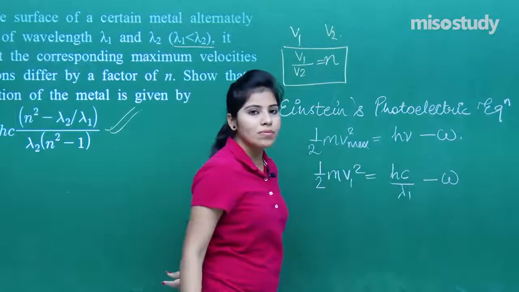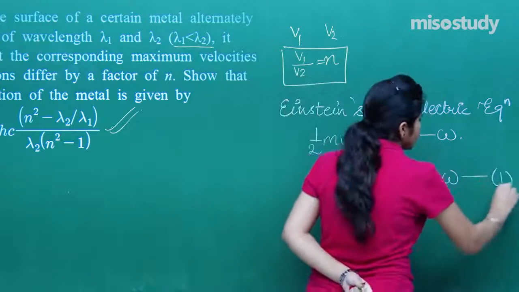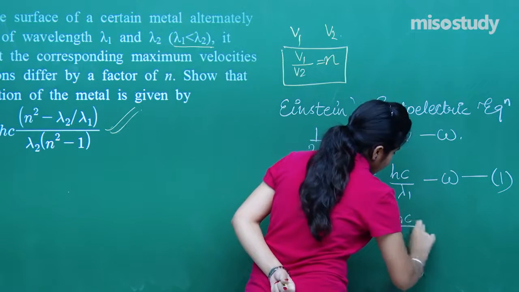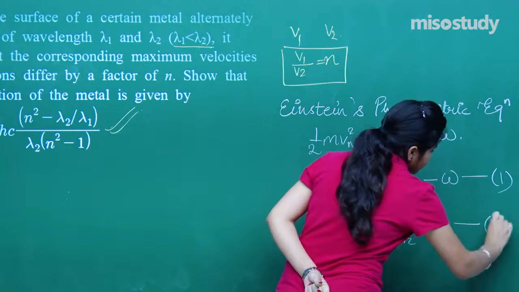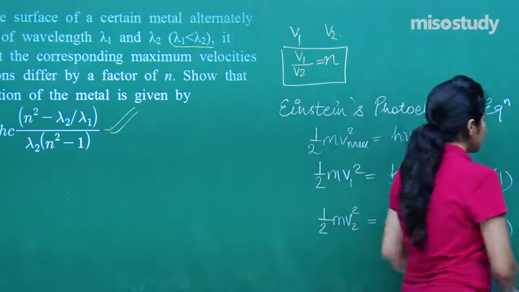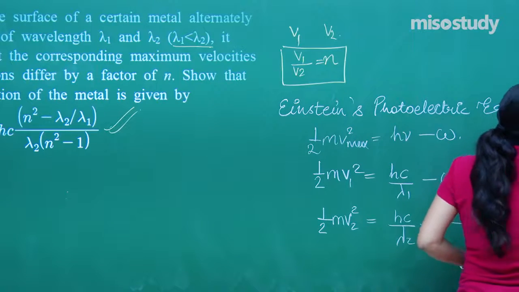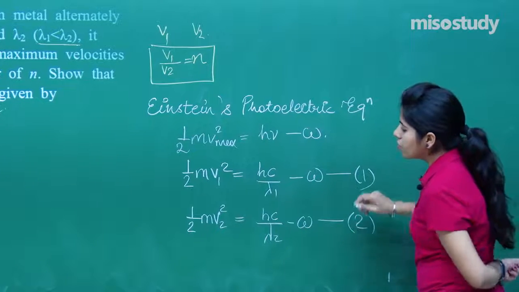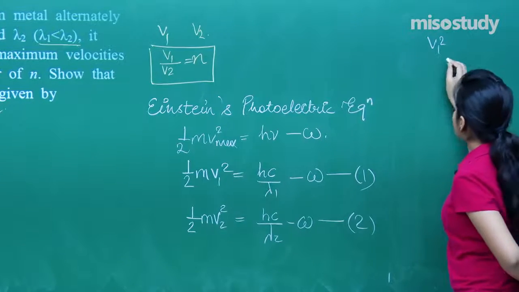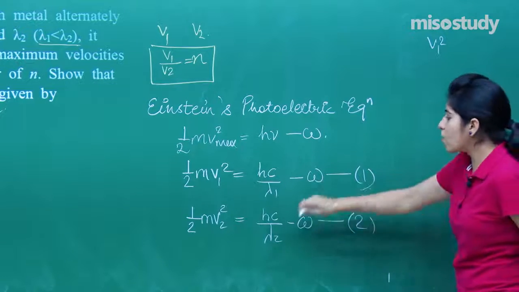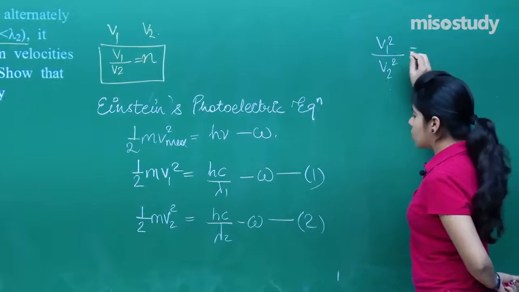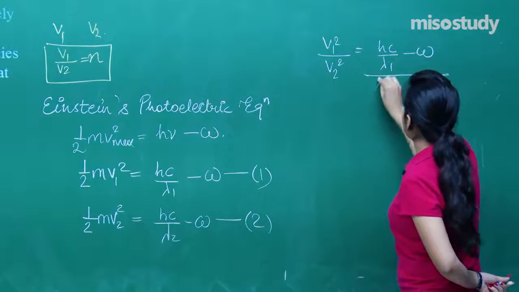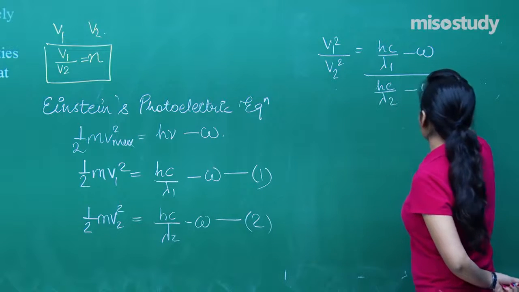So half m v1 square equals hc upon lambda 1 minus W, this is your equation number 1. The second equation will be half m v2 square equals hc upon lambda 2 minus W. This is your second equation. Now, what you can do? You can divide these two equations. After dividing, you will be left with v1 square upon v2 square equals hc upon lambda 1 minus W upon hc upon lambda 2 minus W.